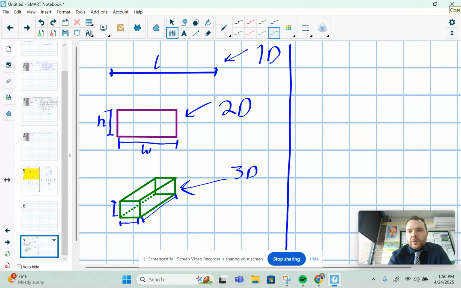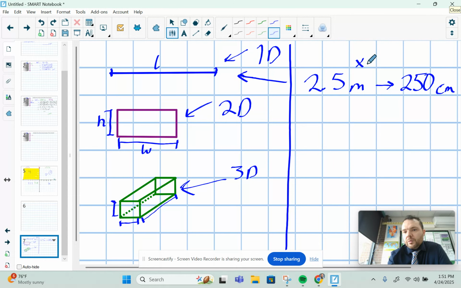Now, when it comes to unit conversions, I'm going to give you an example. An example might be meters. So if I want to convert 2.5 meters to centimeters, when it comes to a one-dimensional conversion, well, let's look at what that looks like. So we know 1 meter is 100 centimeters. So 2.5 meters would be 250 centimeters. So what we're doing is we're multiplying by 100.